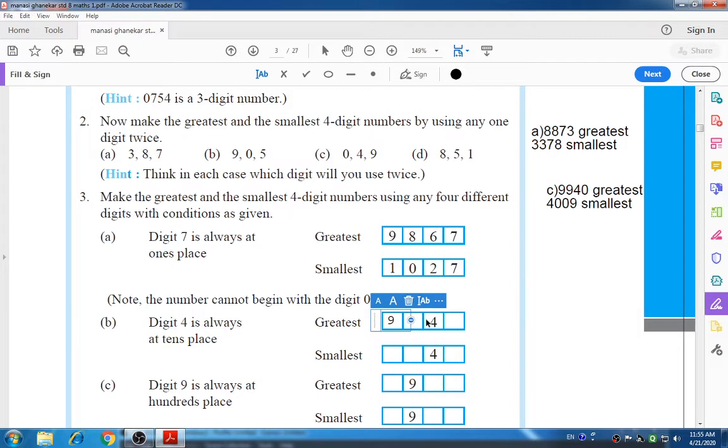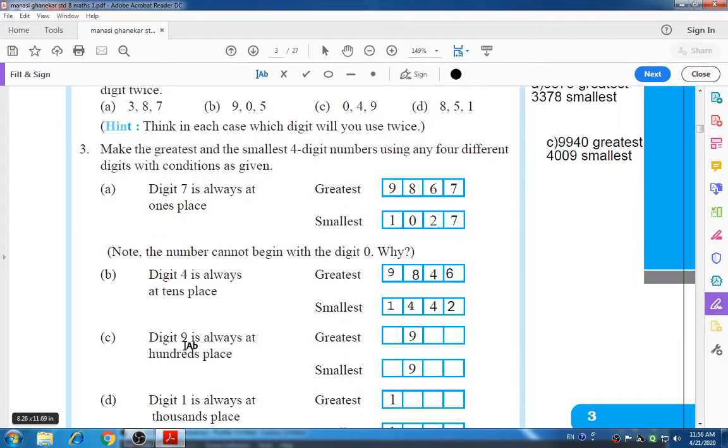Here is the 9. Here I can write 8, or here I can write 6. Any digits you can write. The smallest digit at the tens place there is a 4. So I can write here 1, and here is the 4, and I can write here again 2. It will be the smallest number, or you can write here also.